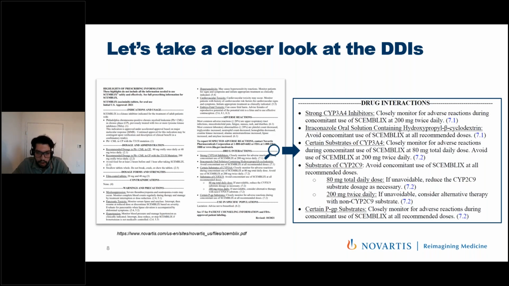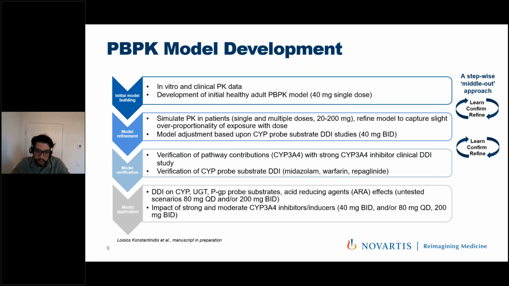So now we'll take a closer look at the PBPK model development itself. Essentially the PBPK modeling strategy we implemented here is a standard PBPK modeling strategy, starting with the building of an initial PBPK model from in vitro and either preclinical or even clinical PK data when talking about human, and also starting with the development of a healthy adult PBPK model, which was based on the 40 milligram single dose PK data that we had from phase 1 studies.